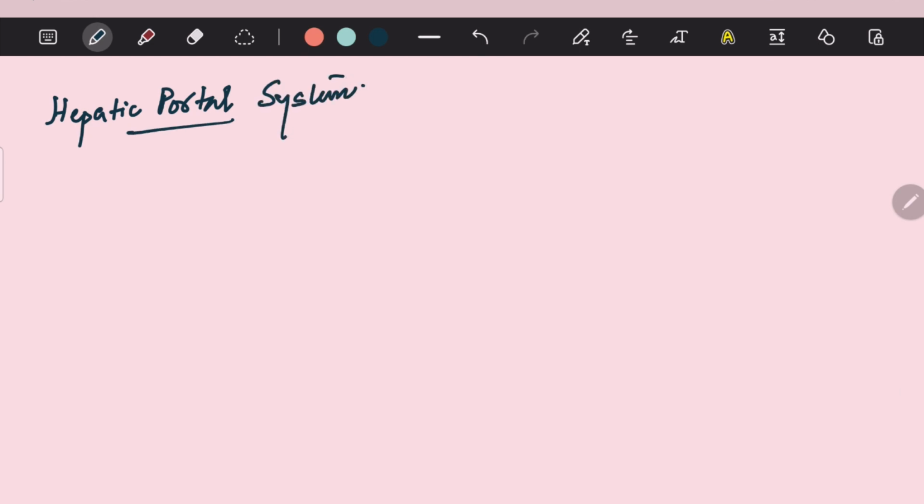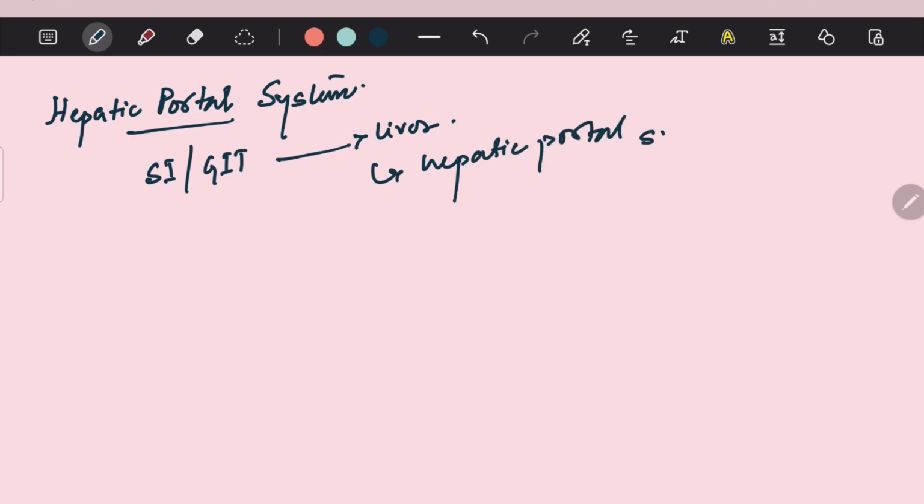The hepatic portal system is nothing but a vascular connection between the small intestine, especially the whole of the GIT, if you can say, because most of the absorption occurs from the small intestine itself. So it's a vascular connection that exists between the digestive tract and the liver. This is known as the hepatic portal system.